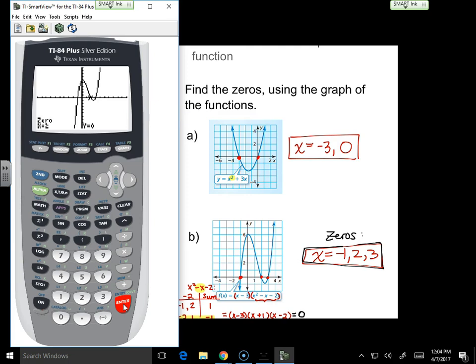Alright. Now, I know it's hard for some of you guys. You're like, I don't have a graphing calculator. I'm just trying to show you some of the things that you will learn.